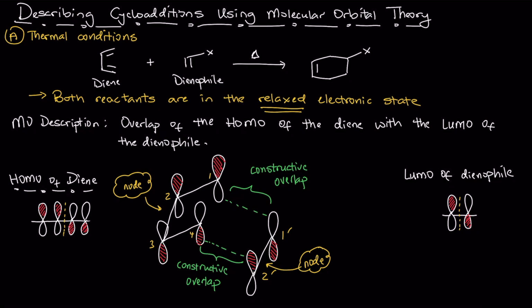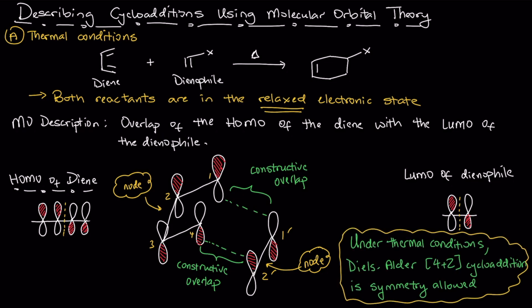And because that's the case, we say that under thermal conditions, where both of your reactants, so both the diene and the dienophile, are in their relaxed electronic state, the Diels-Alder 4 plus 2 cycloaddition is symmetry allowed. And that symmetry allowed simply means that the ends of your pi molecular orbitals, so the HOMO of your diene and the LUMO of your dienophile, overlap constructively in the cycloaddition. So both sides have to overlap constructively for this to be symmetry allowed.